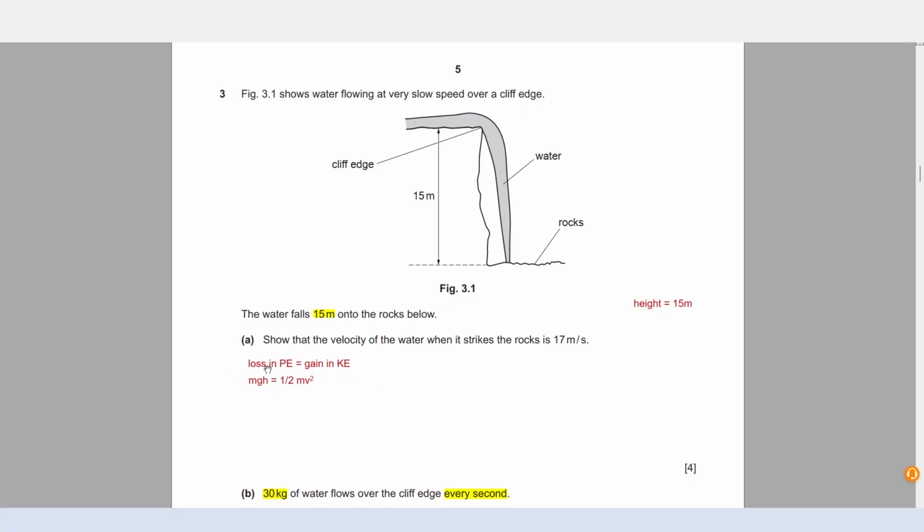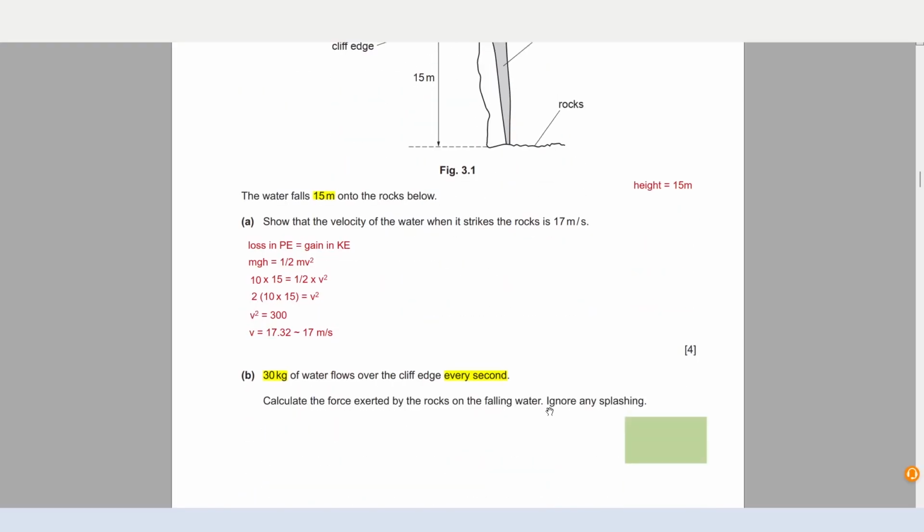And now we can cancel the mass. So we have the gravitational constant, which is 10, and the height is given, which is 15 meters. And we need to find velocity. So we plug in our values. We have 10 into 15 equals half v square. Now we can bring the 2 on this side and square root the whole answer, which is going to give us square root 300, which is 17.32, approximately 17 meters per second.